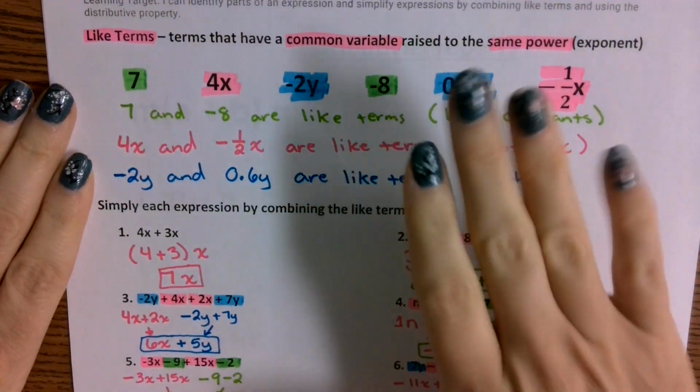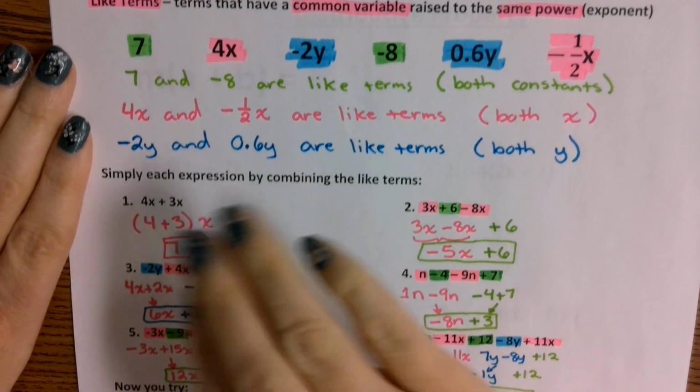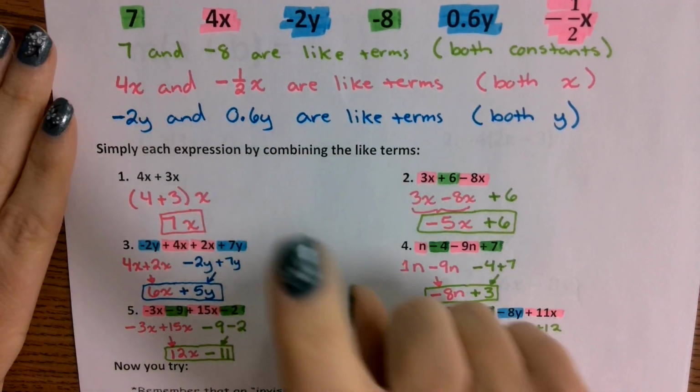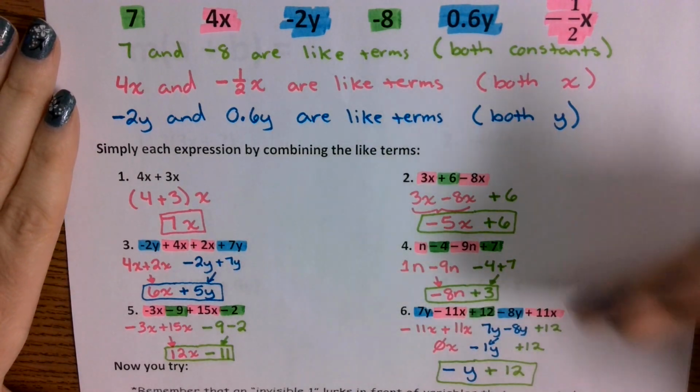So then we utilize those like term concepts to simplify our expressions down so that we have it all based off of a single term of x, maybe a single term of y, a single term of a coefficient, that kind of thing.